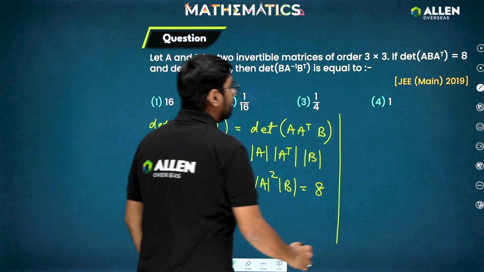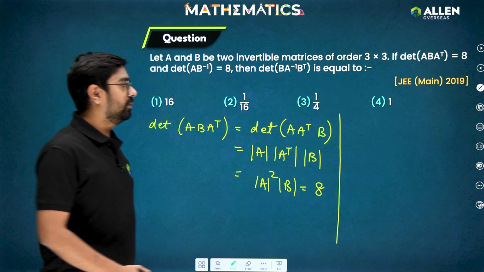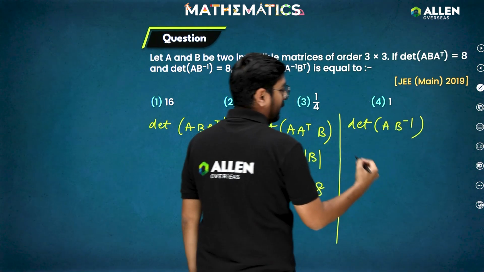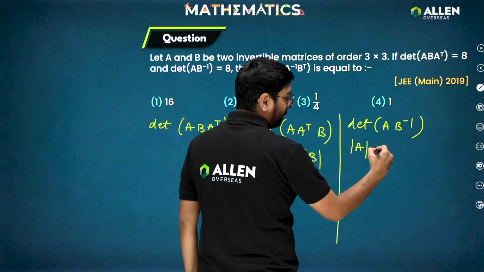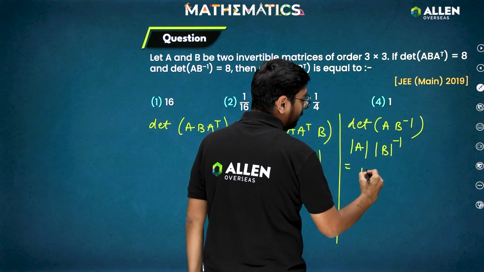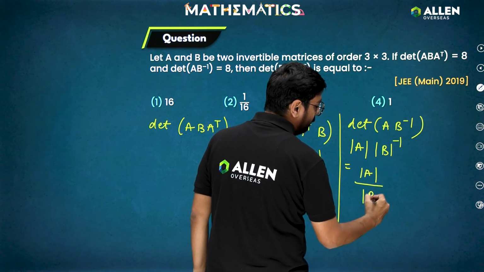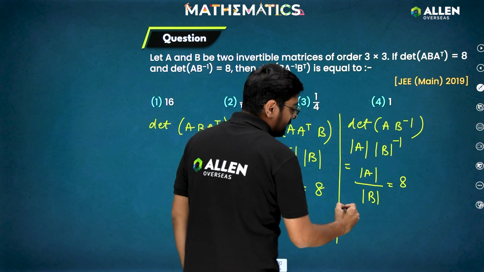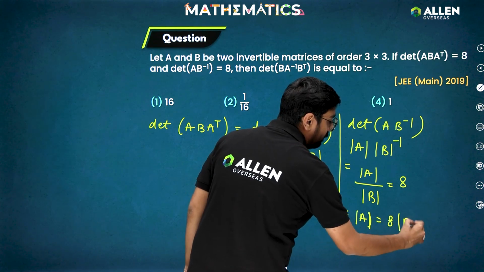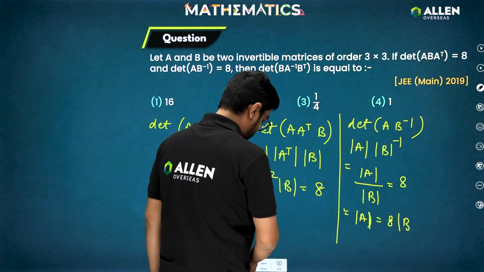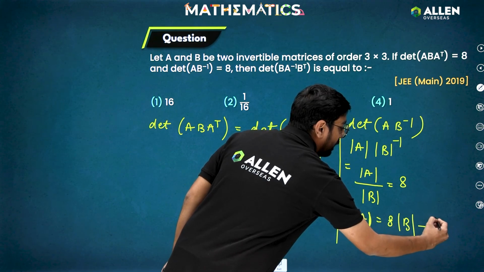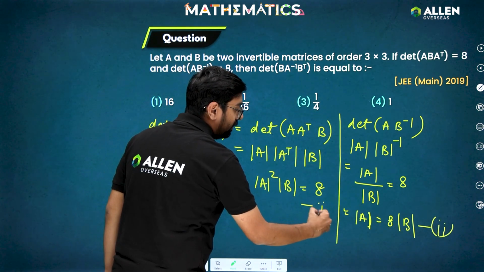Now, the other equation which is given to us is determinant of A B inverse. So, determinant of A B inverse, we can write it like this: determinant of A multiplied with determinant of B inverse. Now, this can be written as determinant of A divided by determinant of B, which is equal to 8. So, this gives us determinant of A equal to 8 multiplied with determinant of B. Now, this is our second equation, and we can put it into the first equation.